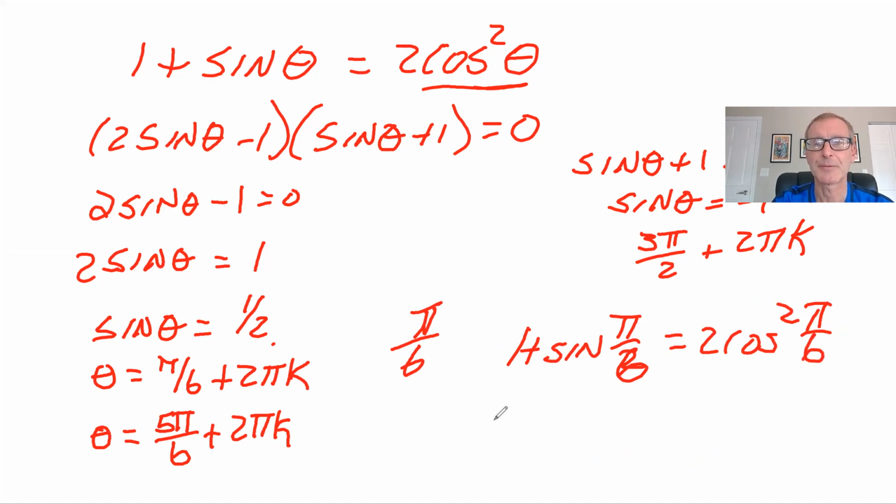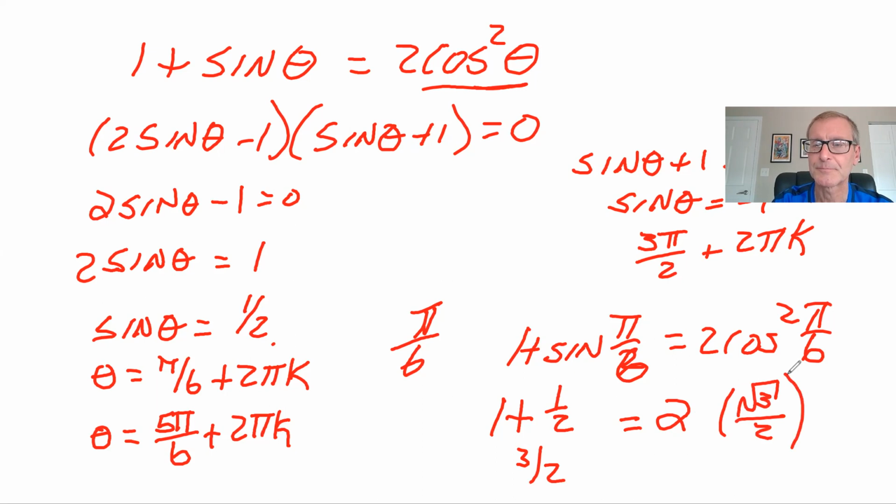So what do we have here? We have 1 plus, and we know that's a half, right? So this side here would be 3 over 2. And let's see what we get on this side. So we get 2. And so if you look on your chart, pi over 6 cosine is square root of 3 over 2. And then we're going to square that. So what do we get? 2 times 3 over 4, right?